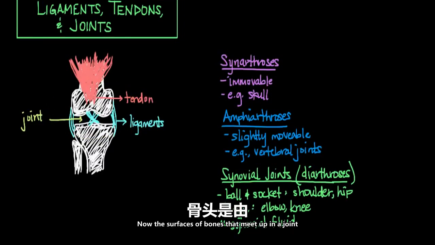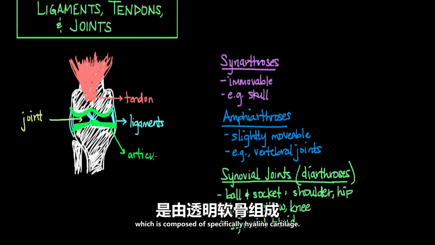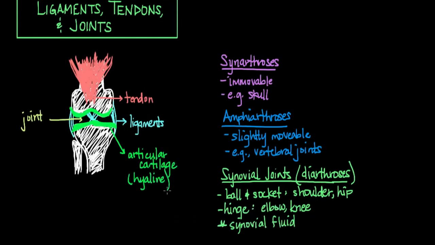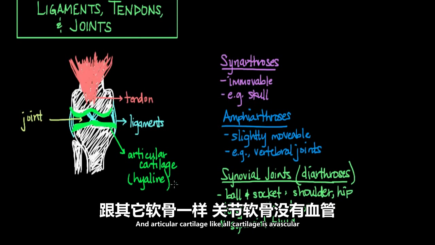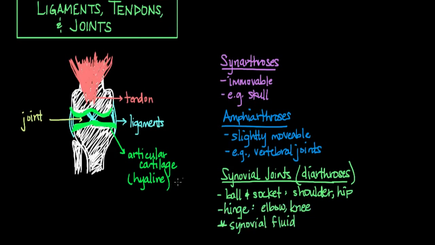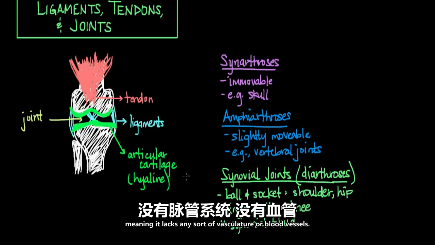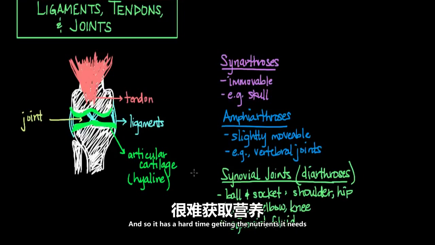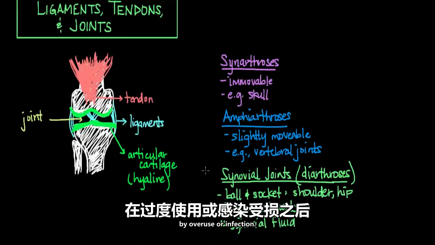Now, the surfaces of bones that meet up in a joint are lined by a special kind of smooth cartilage called articular cartilage, which is composed of specifically hyaline cartilage. And articular cartilage, like all cartilage, is avascular, meaning it lacks any sort of vasculature or blood vessels. And so it has a hard time getting the nutrients it needs to heal and recover if it were to become damaged by overuse or infection.